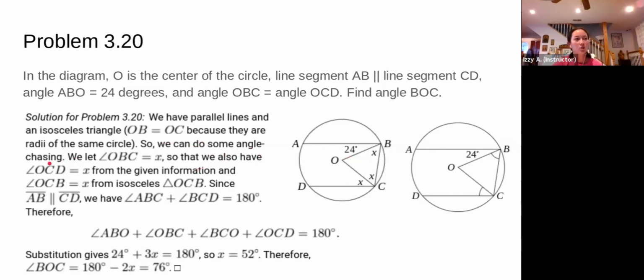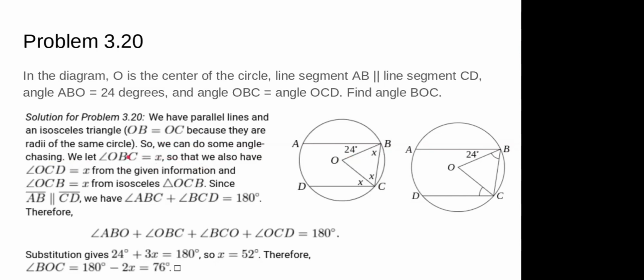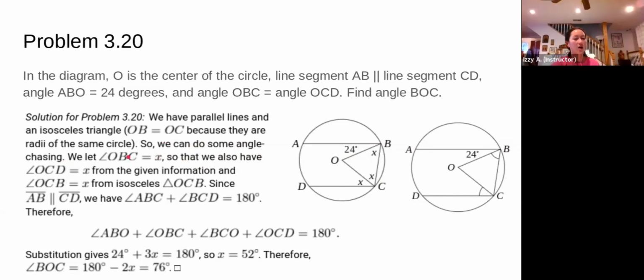Angle chasing is a term that refers to how people figure out different angle measurements, and then from those angle measurements, they figure out more angle measurements, and that's why it's called angle chasing.